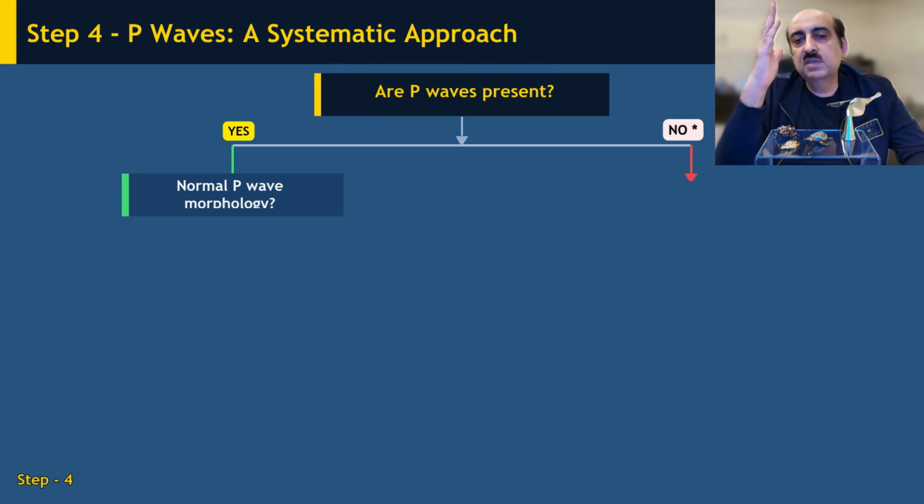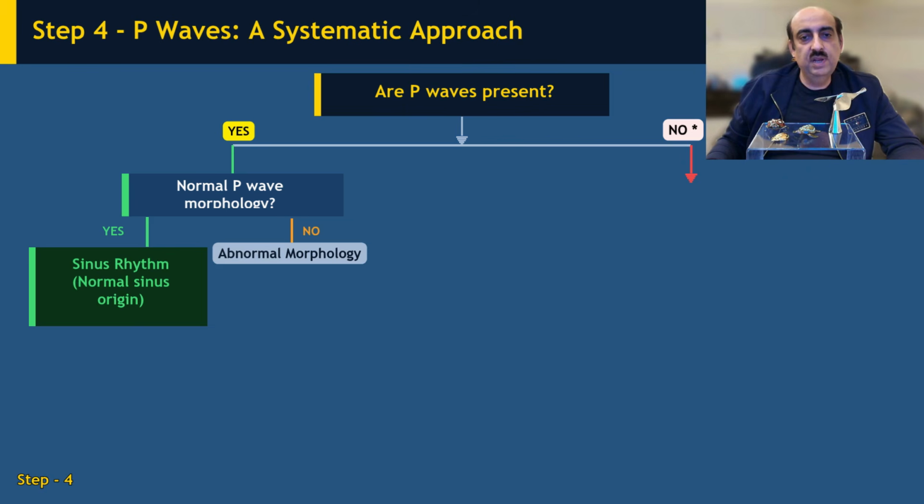First of all, we need to ask ourselves on the ECG: are the P waves present, yes or no? If the answer to the presence of P waves is yes, then we go to the right side of the algorithm, where we look at the P wave morphology as the next step. So if our answer to the presence of P wave was yes, then the next question is: are the P waves of normal morphology?